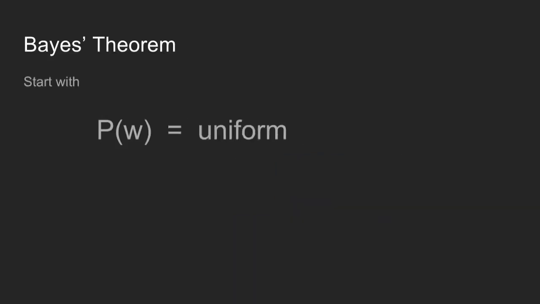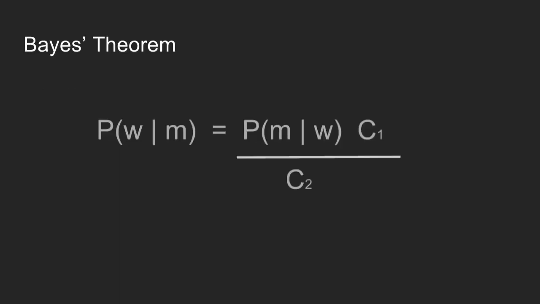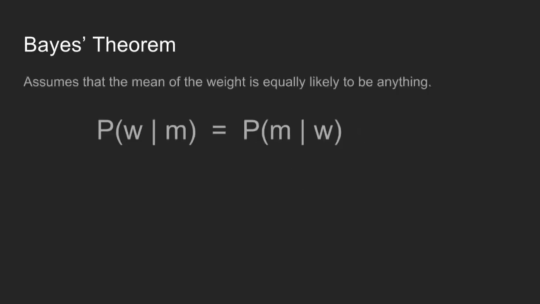So we're going to start by not assuming anything about her weight. Could be 1 pound, 10 pounds, 20 pounds, 100 pounds. We're going to let this be uniform, and we're going to let the data speak. So now our formula looks like this. We can further simplify it.